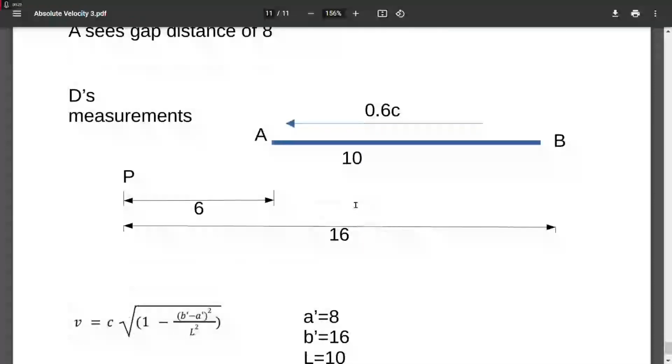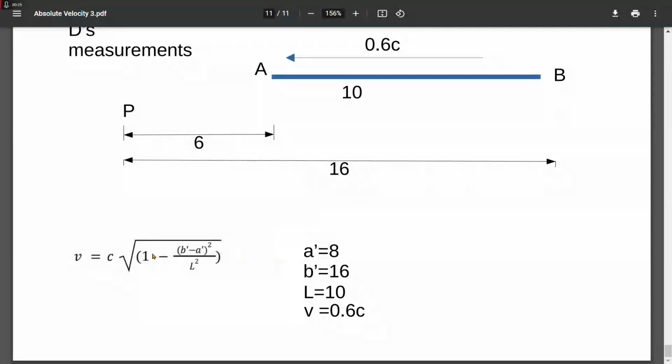Okay, so then we just have this very simple calculation. Again, we can do this in our heads. A primed equals 8, B primed equals 16, L equals 10. So 16 subtract 8 is 8. We square that, that becomes 64. L is 10. L squared will be 100. 64 divided by 100 is again 0.64. That number comes up yet again. When subtracting that, it is 0.36. We square root that, it becomes 0.6, and again, multiply by c. So, as you can see, when we put different observers at different points, they all come up with the same absolute velocity when used with this equation.